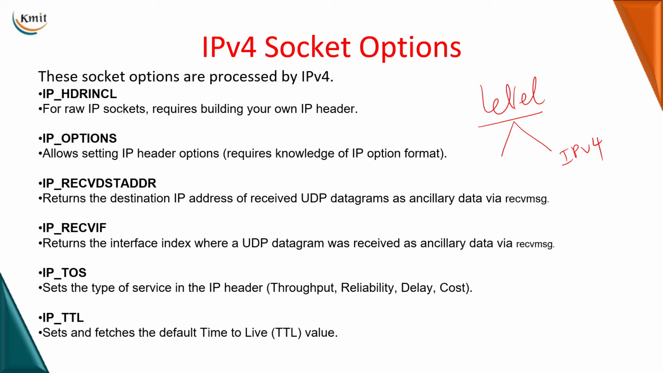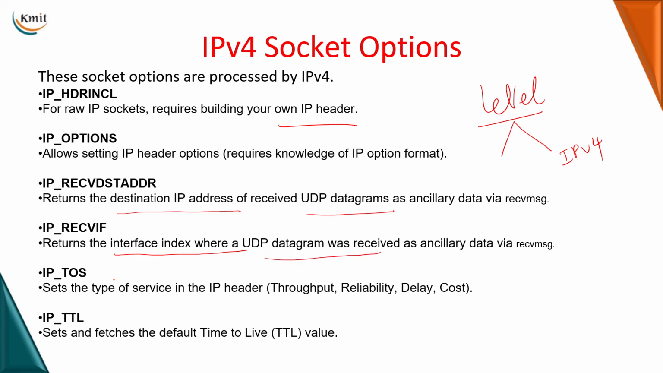IP header include. This option is used to build your own IP header. IP options. This will allow setting IP header options. IP receive destination address. This option returns the destination IP address of the received UDP datagrams. IP receive interface index. This option will return the interface index where the UDP datagram has been received.